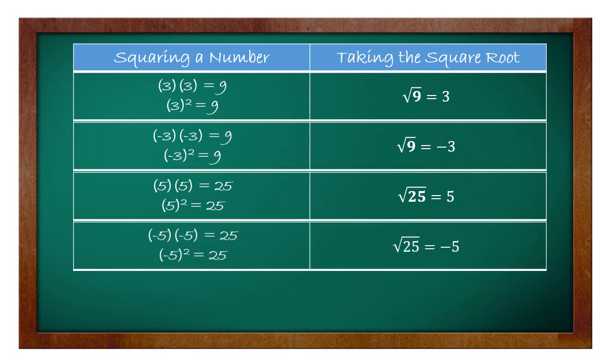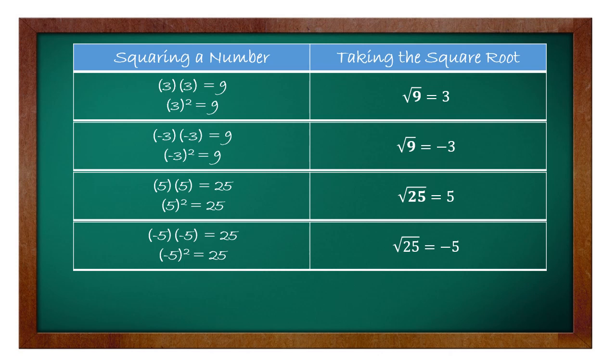Another, negative 5 times negative 5 is equal to 25. Or we could write it as the quantity of negative 5 squared is equal to 25. So, ang opposite, square root of 25 is equal to negative 5. So, kung mapapansin mo, dun sa ating taking the square root, parehas lang po yung ating perfect square number. Pero, pagdating dun sa sagot niya, isang positive, isang negative.